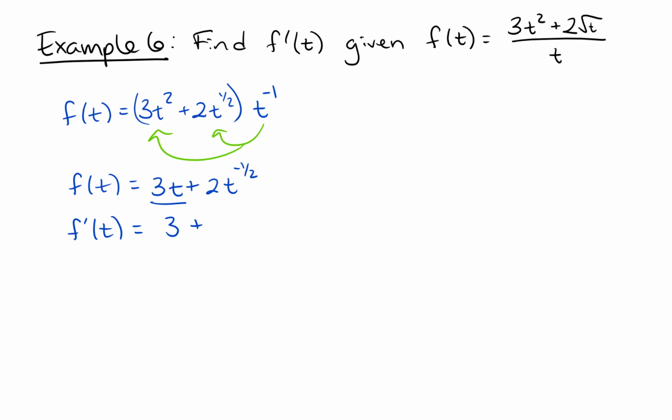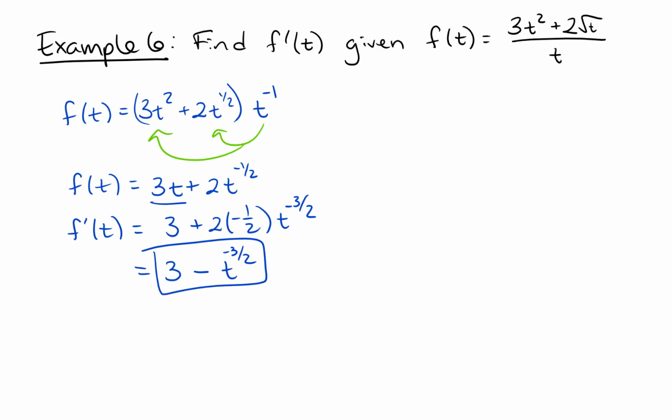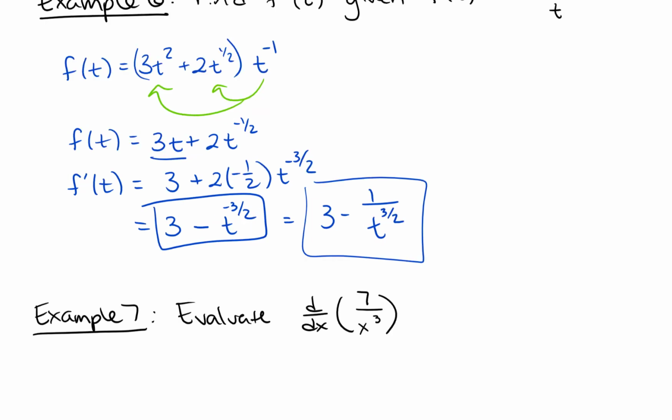Nice and simple. So the derivative of 3t is just 3. Here we can bring down our power, 2 times negative 1/2, subtract another 1 from that power, negative 3/2, and I wrote out some multiplications there, so simplifying we get 3 minus t to the negative 3/2, which we could leave like this, or if we wanted to, we could rewrite it with positive powers. If you really wanted to, you could even get a common denominator there, but either of these would be fine to stop with.